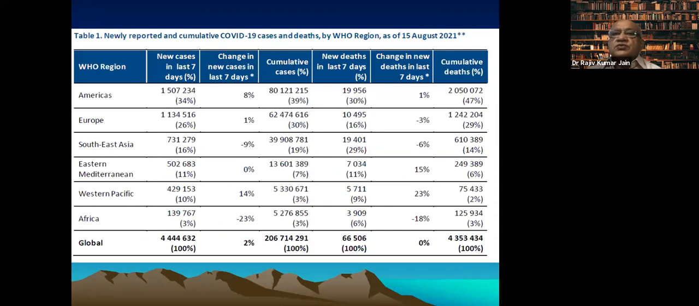This is in terms of new cases in the last 7 days and changes in new cases in the last 7 days. So what we see, Americas 8% increase and Western Pacific 14% increase. In terms of deaths, Western Pacific 23% increase, Eastern Mediterranean 15% increase, and Americas 1% increase. Other regions, Africa region deaths decreased by 18%, and Africa region cases decreased by 23%. Let's see the trends. Next slide, please.